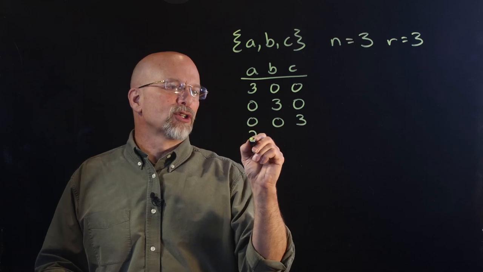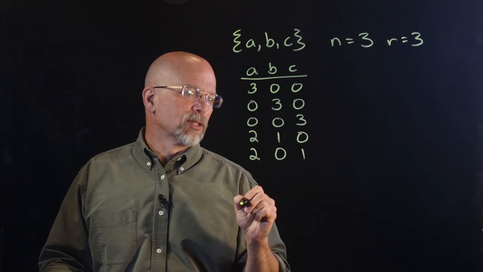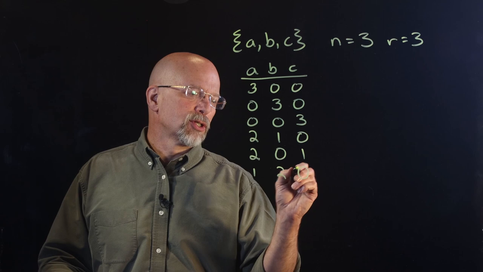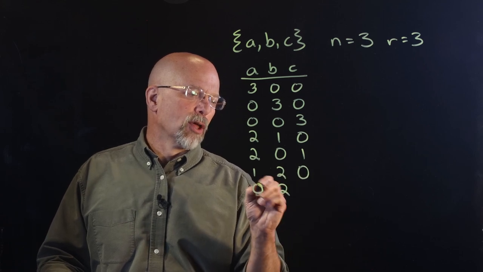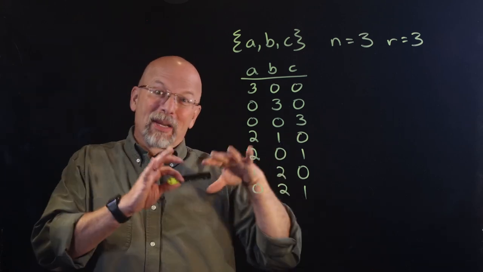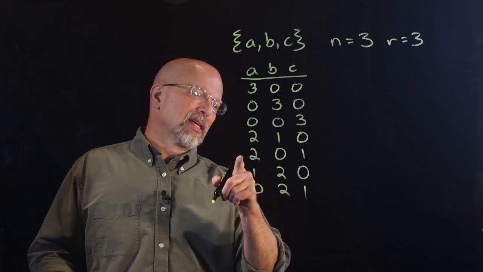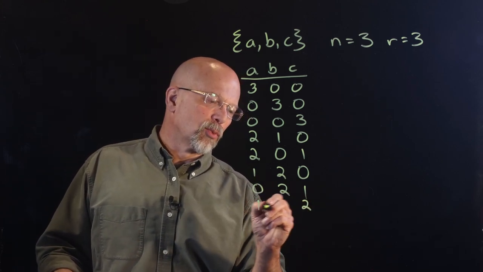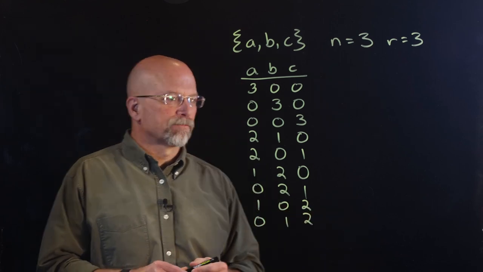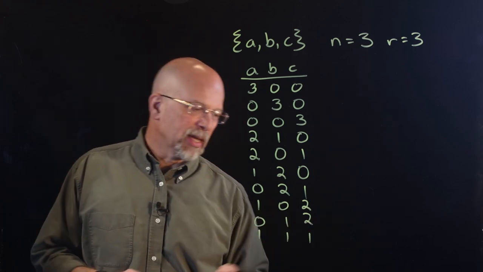I could have 2 A's, 1 B, no C, 2 A's, no B's, 1 C. I could have 2 B's with 1 A, no C. I could have 2 B's with no A's and 1 C. This is getting a little bit long, isn't it? Hopefully I'm coming up with every possible combination. I could also have 2 C's with 1 A, no B's. I could have 2 C's with no A's and 1 B. All right. And last of all, I could also have 1 out of each.